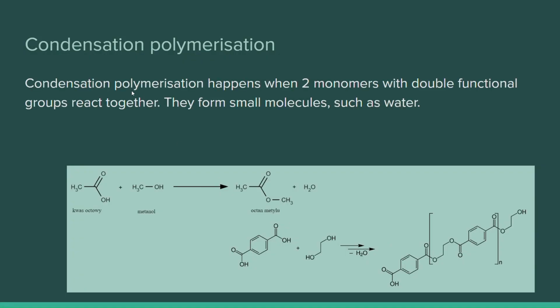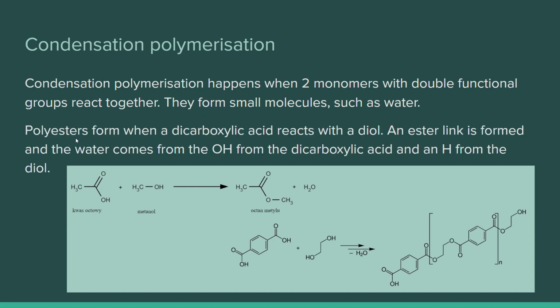Condensation polymerization. Condensation polymerization happens when two different monomers, usually with double functional groups, react together. They form small molecules such as water.